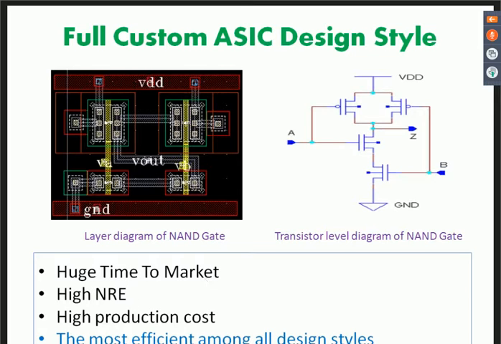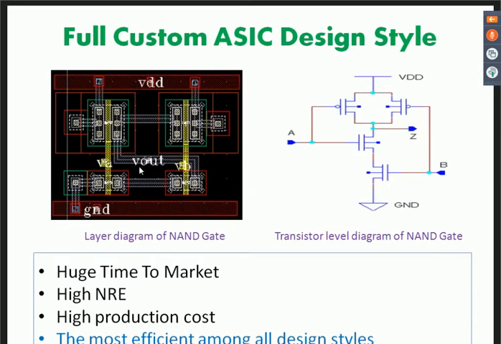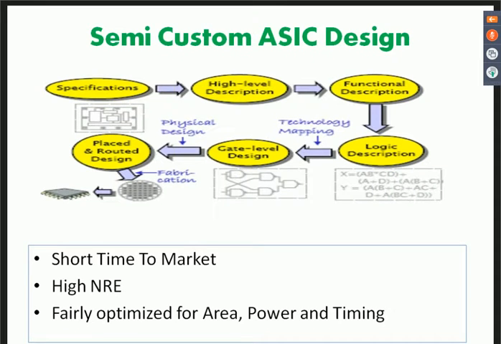Now let us move to the next design style, that is semi-custom ASIC design style. Here you could see the diagram. Here the semi-custom ASIC starts in a different way, not like full custom design. In full custom design, we started from the device and then transistor level, from transistor to gate level, gate to module, and then finally system. But here there will be a two-step skip. That means there are no device and transistor levels.